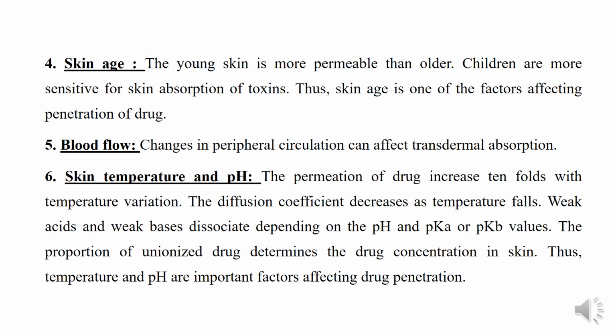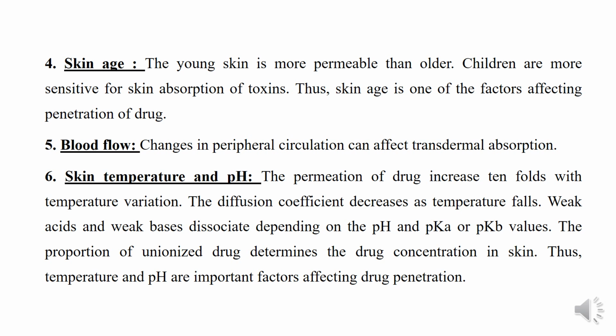Next we are going to study the factor skin age. We already learned that when the skin is young, as in children, the absorption will be more. Next is blood flow. Blood flow changes in peripheral circulation. Other than the circulation in the heart, the other circulations are known as peripheral circulation. Depending upon the change in peripheral circulation, the transdermal absorption or permeation of drug into the skin also varies. Next is skin temperature and pH. When there is variation in temperature, it can affect the permeation of drugs.